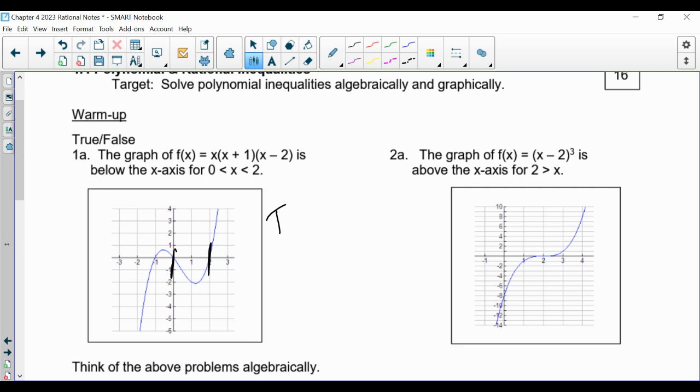All right, then when you look at this one, the graph of f of x is above the x-axis for 2 is greater than x, which I would rewrite as x is less than 2. So if you think of it that way, here's 2. X being less than 2 as you're looking this way, we are not above, we are below. So this is false. Okay.